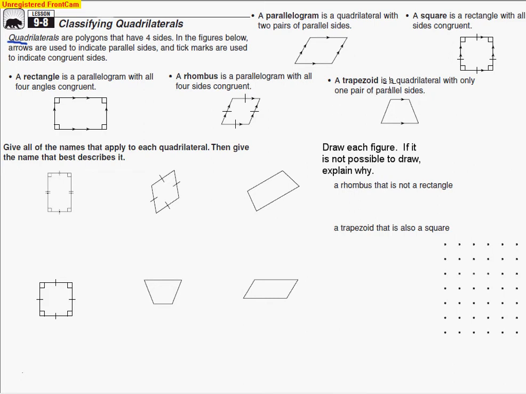And then we have a different type. We have a trapezoid, which only has one set of parallel sides. Hence, the only set of arrows is just the one here. So those are the special types of quadrilaterals.